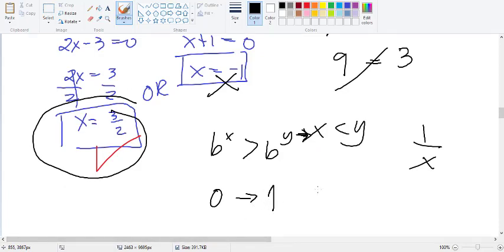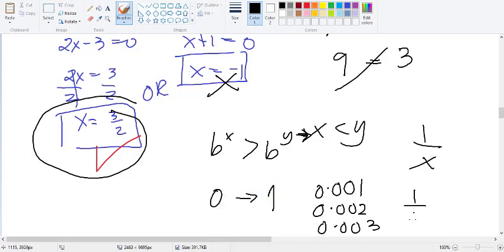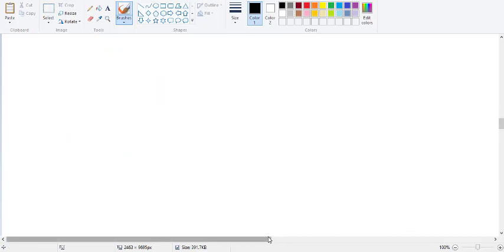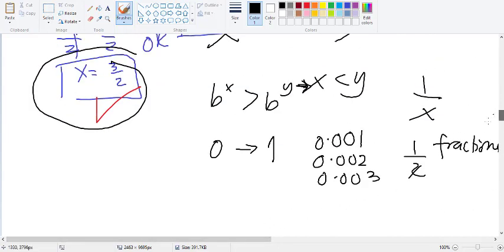Those are all decimal parts. 0.001, 0.002, 0.003. Tama man? And these decimal parts are all what? Fractions, no? So, fractions silang lahat. And remember, if it's fractions, therefore, kailangan mo siyang i-reciprocal. At pag i-reciprocal mo siya, meaning, mag-change ang sign.